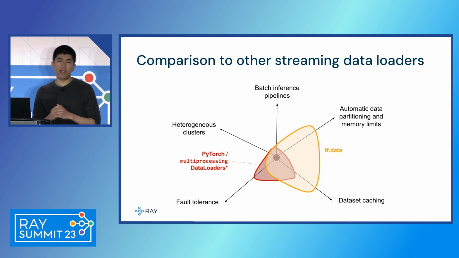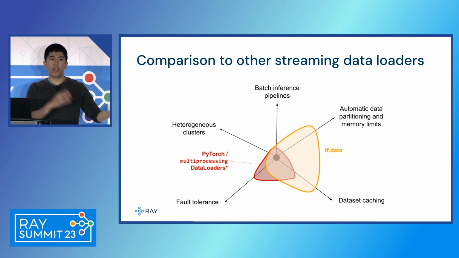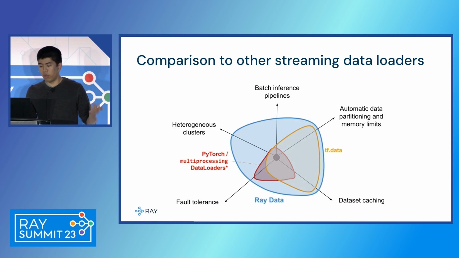Now, TF data is kind of an interesting system. It's a little bit more general than the other data loaders. TF data is actually a fully distributed system. It supports automatic data partitioning and caching. If any of you were at the Netflix talk yesterday, you saw also how they combine it with Ray and also support heterogeneous clusters, which is something Ray data also supports natively, along with supporting inference pipelines.